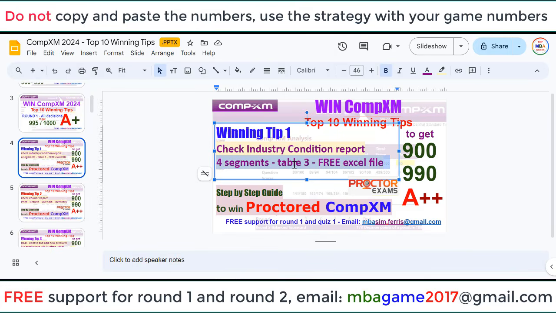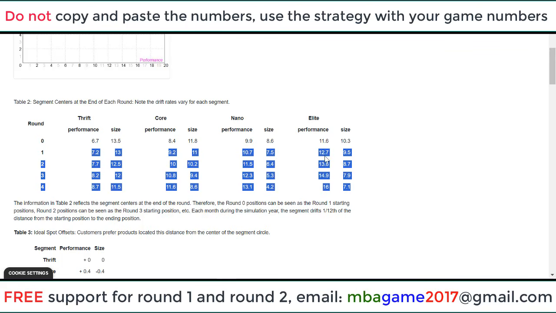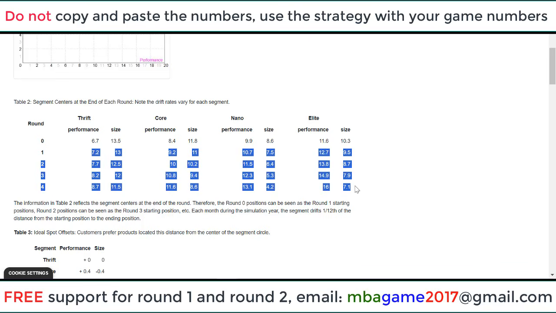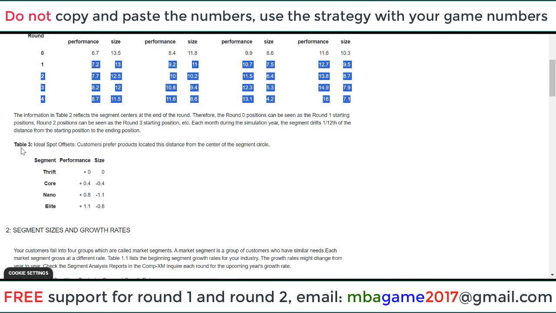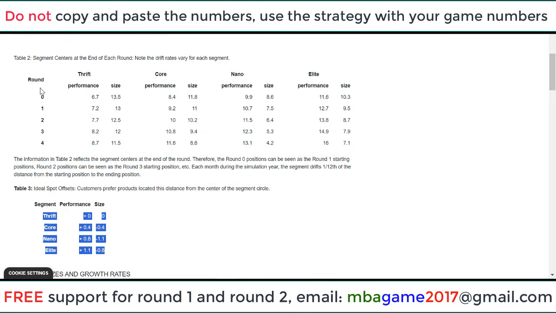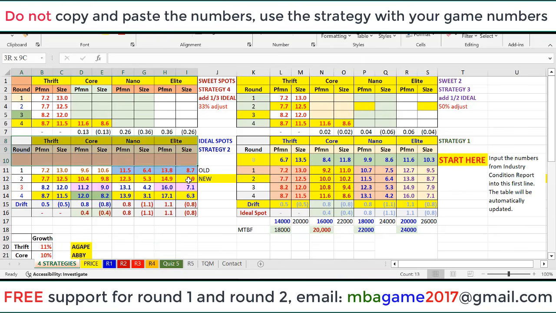And using table 3, you can use a free Excel file to calculate the sales forecast. You update the product, you have table 2 here and 4 rounds here for 4 segments. You see trip here, core here, nano, elite here. You just input the number here into the game, but don't do that, because if you do that, you cannot sell very well. You need to update with table 3 each round. So use a combination of table 2 and table 3 to update the product each round, or you can download the Excel file like this to calculate the sales and R&D for 4 rounds.